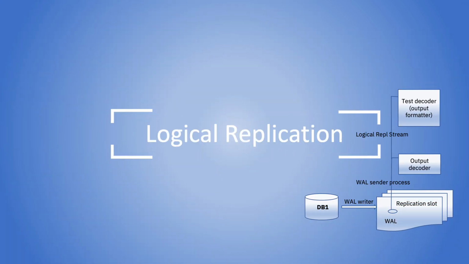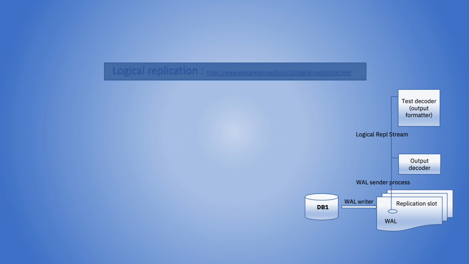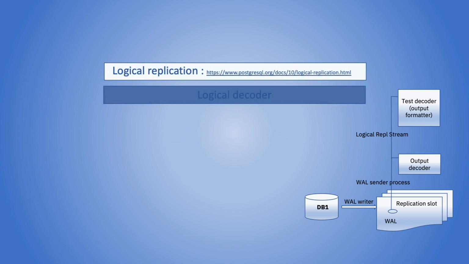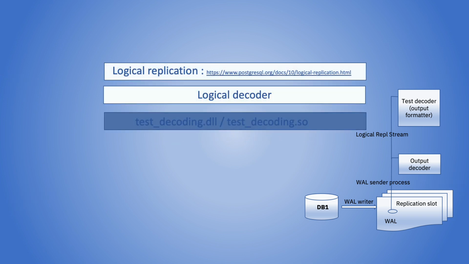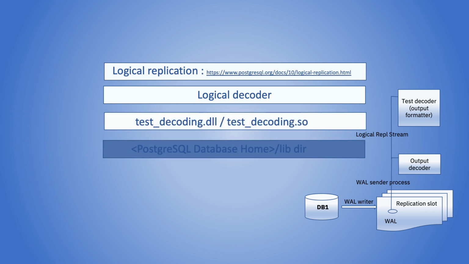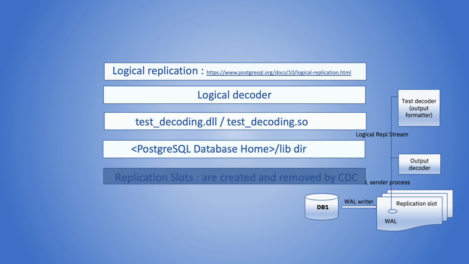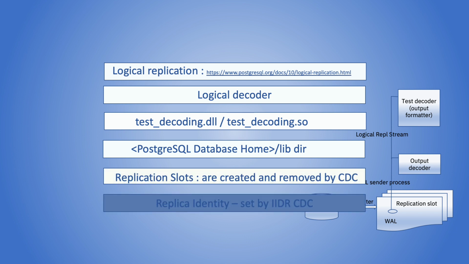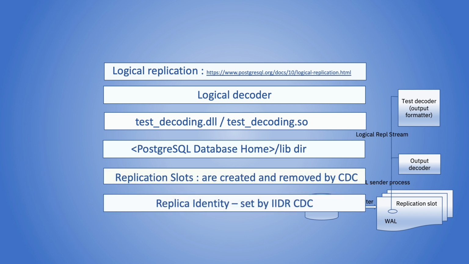IBM's data replication for Postgres source currently uses logical replication APIs to source data. For more information on logical replication, feel free to use the URL noted against logical replication. Logical replication is supported by a logical decoder component. The name of the component is test decoding and can be found under the lib folder.